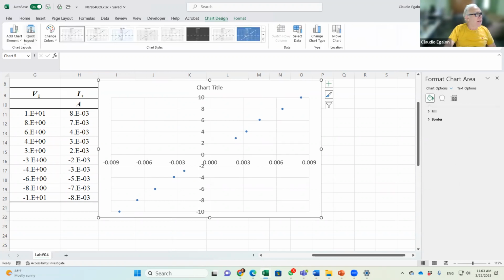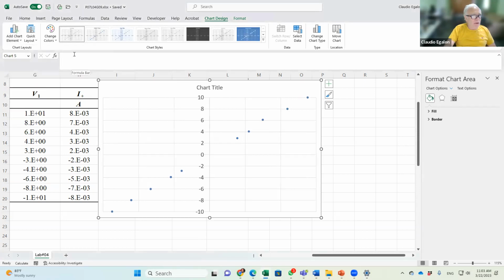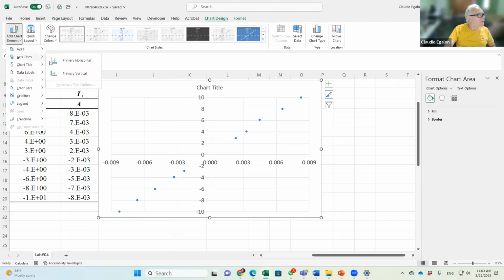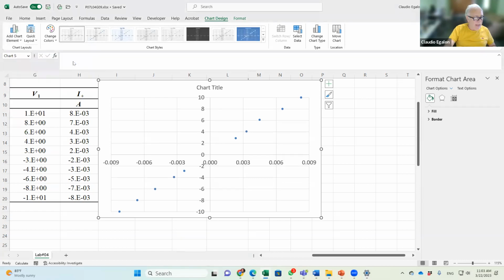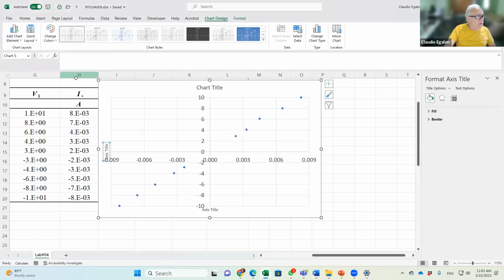Units: chart design, add chart element. Let's see how you're doing there, right? Primary horizontal. What is that? What happened here? Let's do that again. Chart design, chart element, axis. No, axis title. We want axis title. Here you go. Axis title, and then the vertical, primary vertical. Okay. And then you can type everything that you have in there.